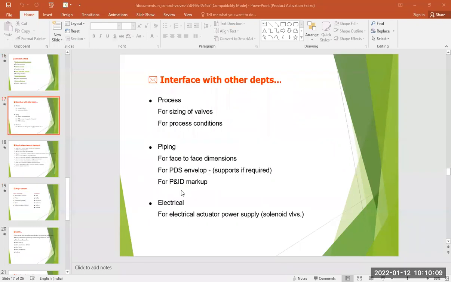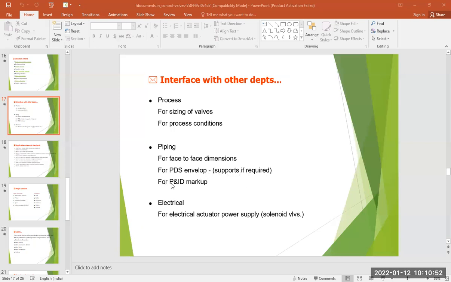These are basically the interfaces with other sections or other departments. So when you use any type of control valve in our process control industries, you have to consider process, then piping, then also the electrical system. The process is for sizing of the valve. Also you have to follow the process conditions, which type of process condition we have to work with in this process control system. Then the piping system, for face-to-face dimension we have to follow, for PDS to envelop the supporting system also.